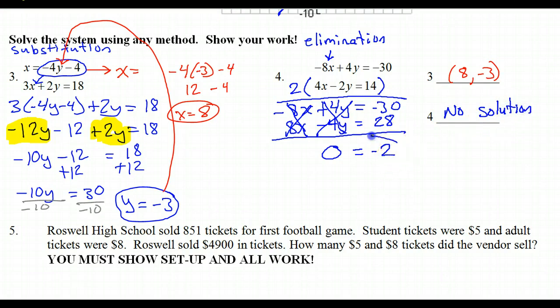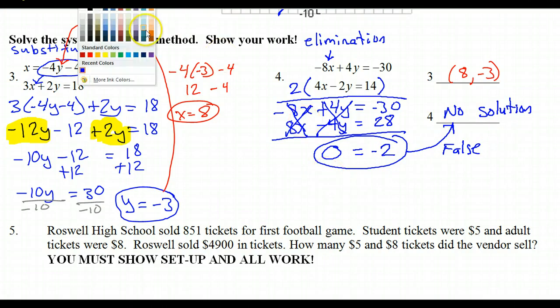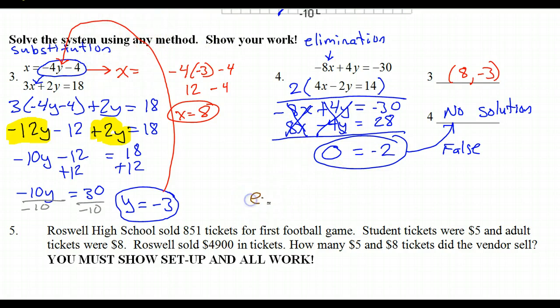Okay, it's going to be no solution if you have a statement that is false. 0 does not equal negative 2. All right, that means there's no solution. Just as an example, just to be thorough, if I had gotten 0 equals 0, if these numbers had also canceled out, then because that would be a true statement, then if that had been the case, then I would have put infinitely many solutions.